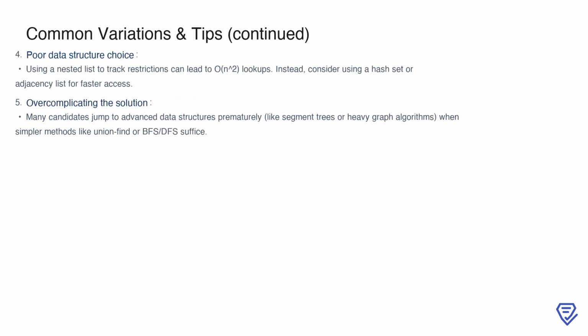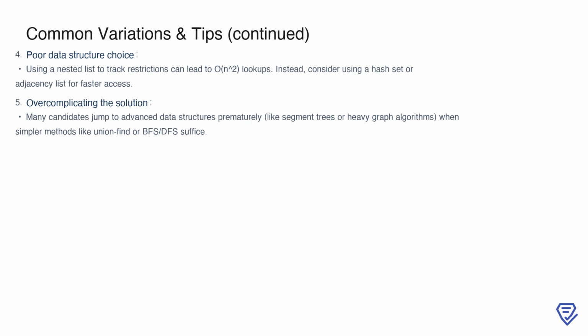Another common variation involves data structure choices. Using a nested list to track restrictions can quickly become inefficient, as lookups in such structures can take n² time. Instead, using a hash set or an adjacency list allows for much faster access, especially as the number of restrictions grows.